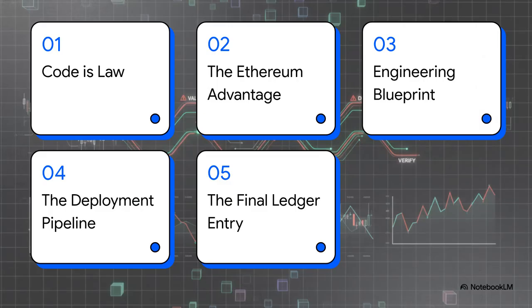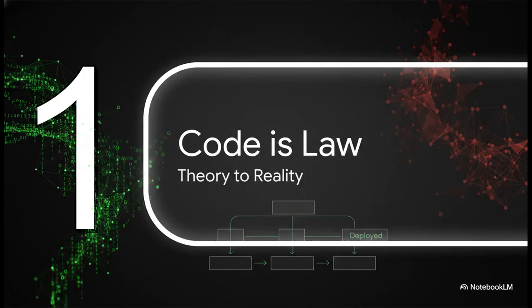Okay, so here's our game plan for today. First up, we're going to tackle the big idea, what code is law really means in the real world. Then, we'll get into why Ethereum is still the undisputed champ for developers. After that, we'll roll up our sleeves and look at the actual toolkit, walking through the entire deployment process step by step. And we'll wrap up by talking about the two things that keep every single developer up at night: cost and security. Let's do it. All right, let's jump right in.